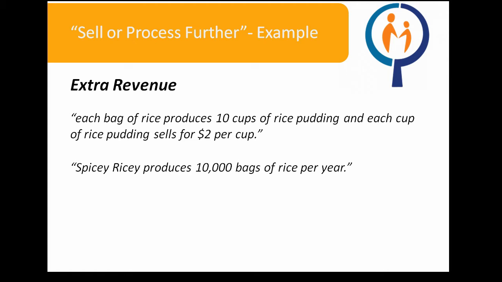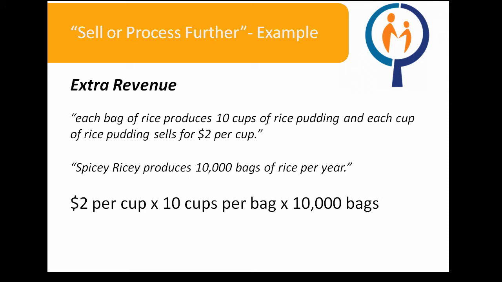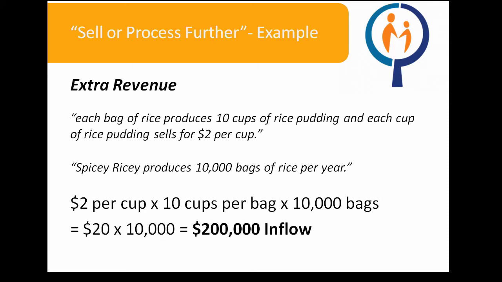As a reminder, each bag of rice produces 10 cups of rice pudding, and each cup of rice pudding sells for $2 per cup. In addition, Spicy Ricey produces 10,000 bags of rice per year. Based on this, the extra revenue of $2 per cup, 10 cups per bag, and 10,000 bags produces revenues of $200,000.